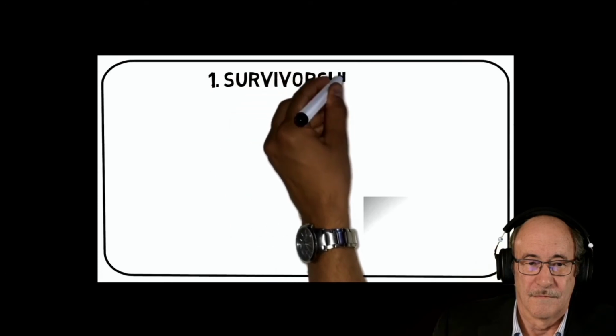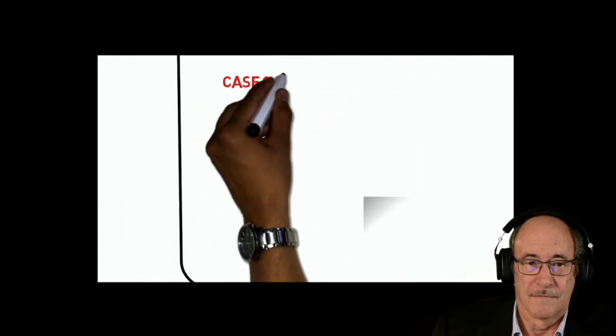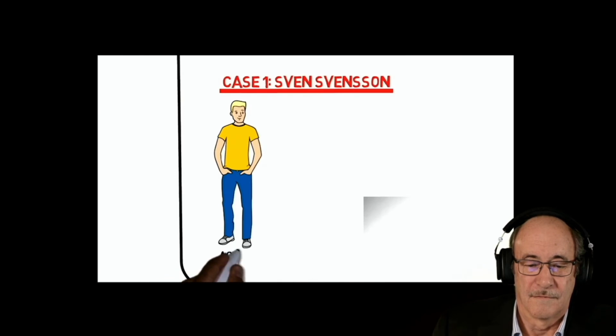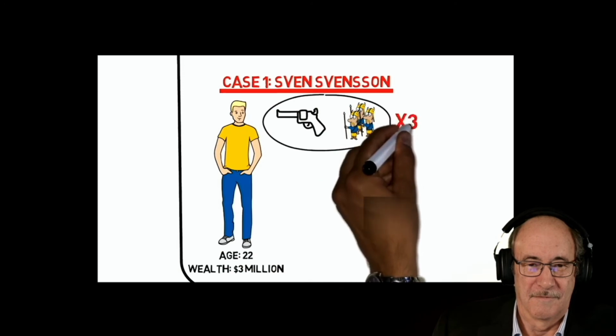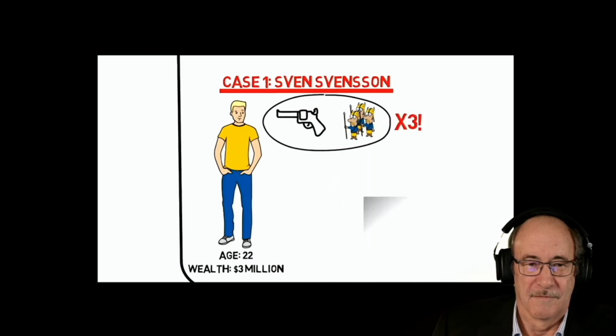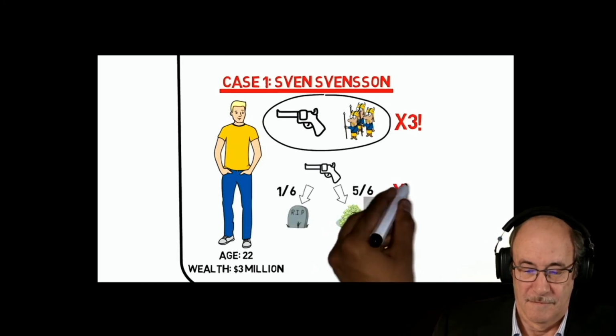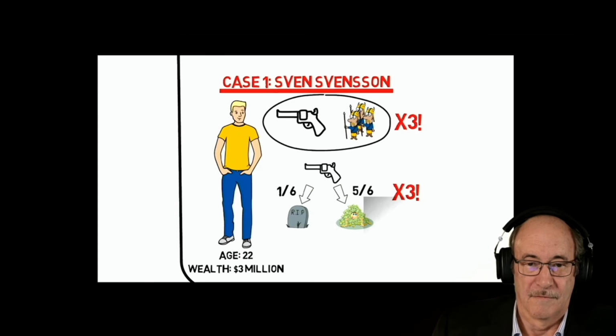Takeaway number 1. Survivorship bias. Consider this scenario. Sven Svensson is a 22-year-old and he has already amassed a fortune of $3 million. Are you impressed by Sven? One might be, until you realize how he got his fortune. He got it through playing Russian roulette with the Swedish mafia on 3 occasions. Each wager was for $1 million. Sure, he might be the lucky owner of $3 million today, but in 42% of other possible realities, he died before his 23rd birthday. Now, of course, this is not a problem.